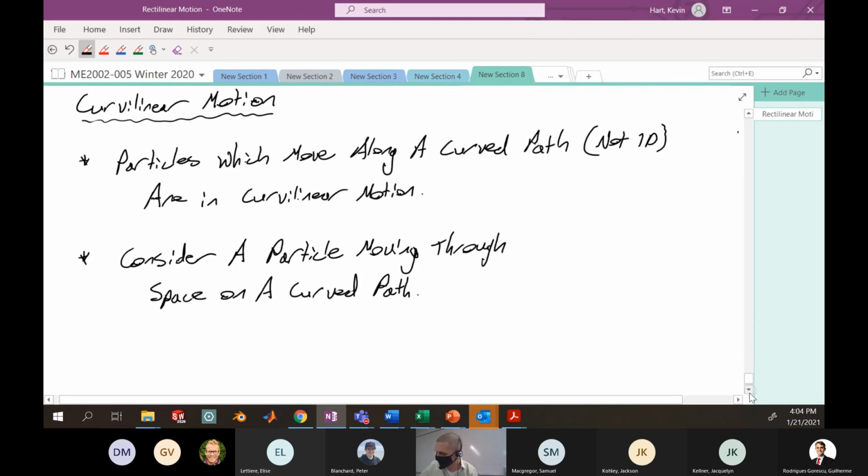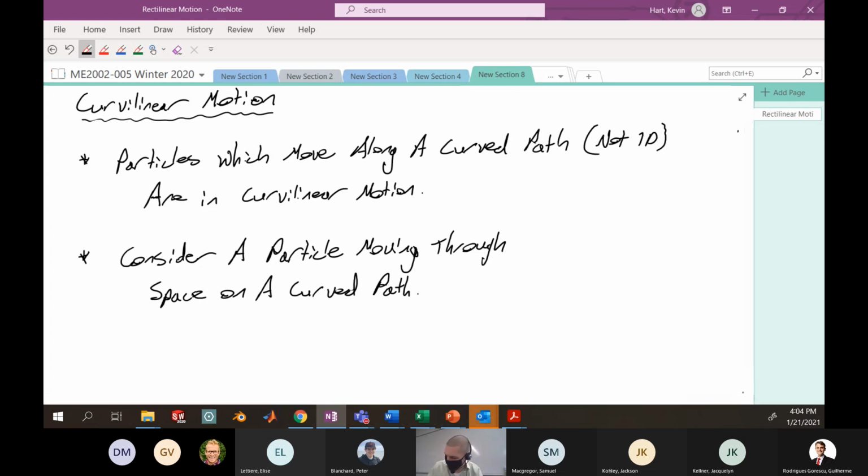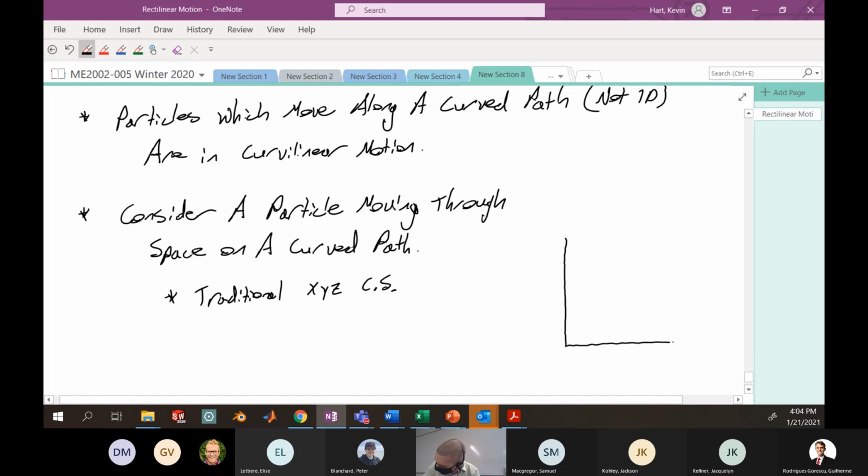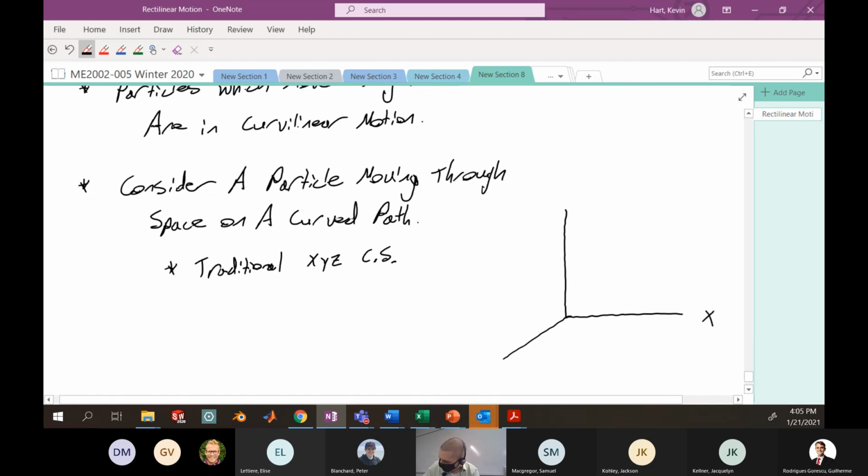Okay, so we'll consider a particle moving through space on a curved path, and let's just start with a traditional XYZ coordinate system, all right? So the picture in your head that will soon be on paper, something like this. Your standard XYZ coordinate system. And you've got a particle that exists out in space that's moving from one location to another along a curved path. So here, let's say that we've got some particle P.